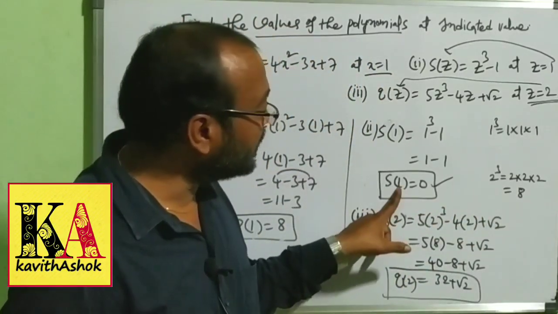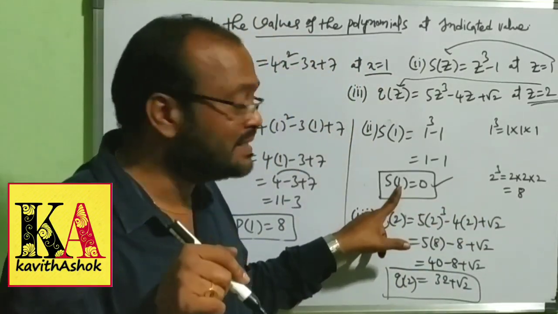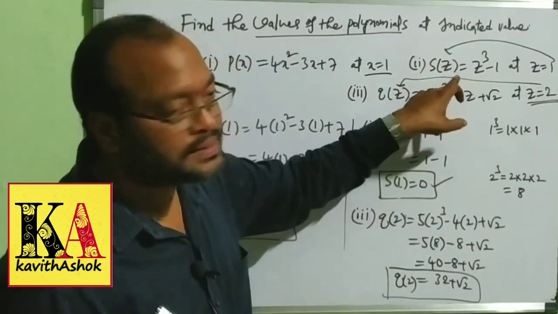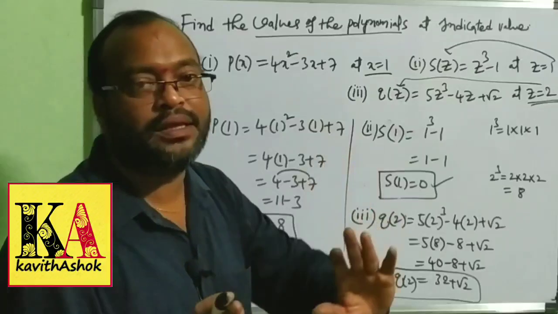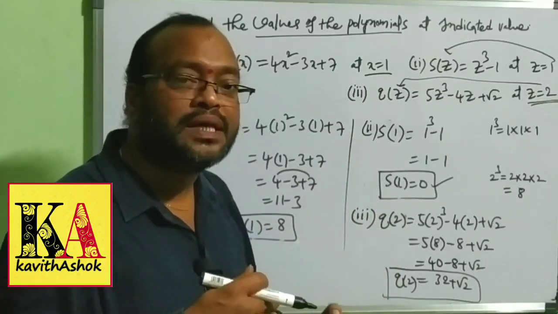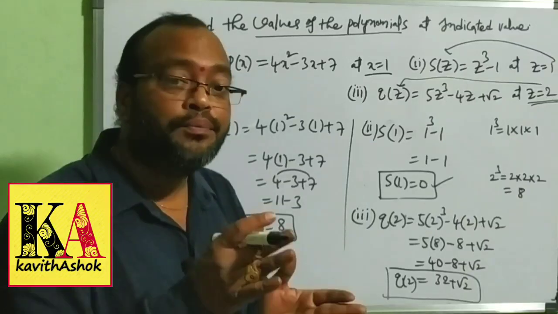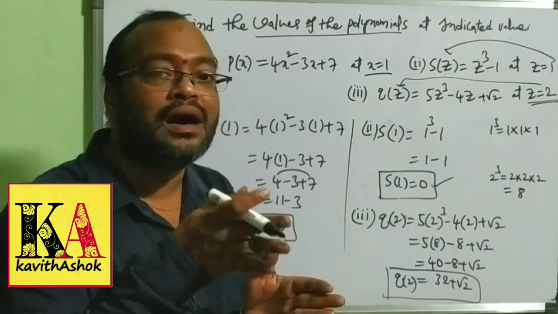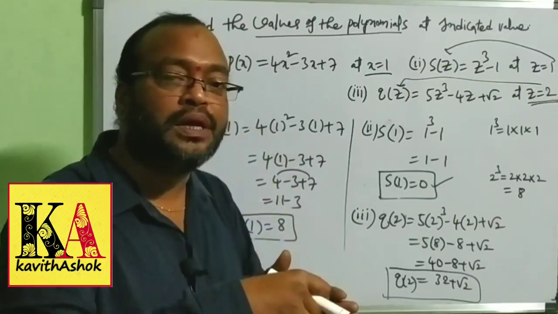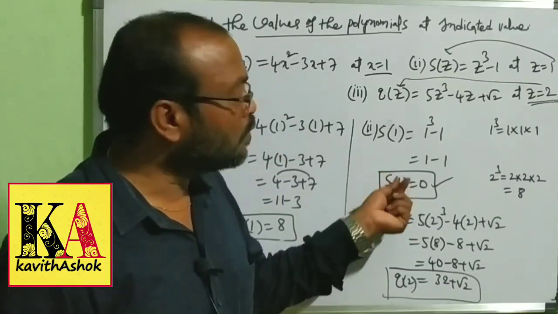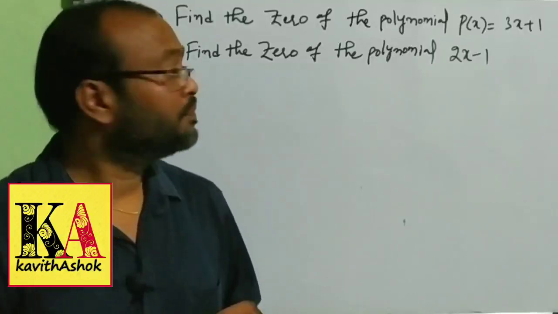So what we replaced here? 1. So here 1 is the 0 of this polynomial, a subject polynomial. That is only the thing. Value of the polynomial means other than 0, or 0 is also value of the polynomial only. Only the thing is here where we are getting 0 by substituting which value, that particular value we are treating as 0 of the polynomial.